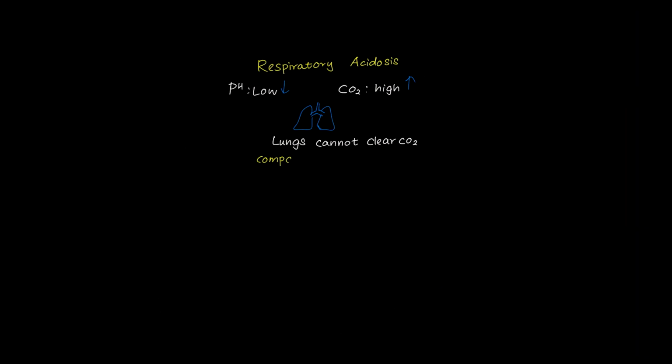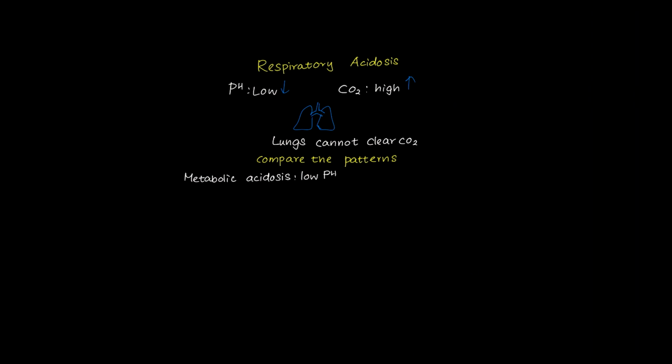Acid-base questions feel scary until you learn the pattern, and this one is pure respiratory acidosis. Low pH plus high carbon dioxide equals respiratory acidosis, period. The lungs are not clearing carbon dioxide fast enough, so it builds up in the blood, combines with water, and forms carbonic acid. That drops the pH.